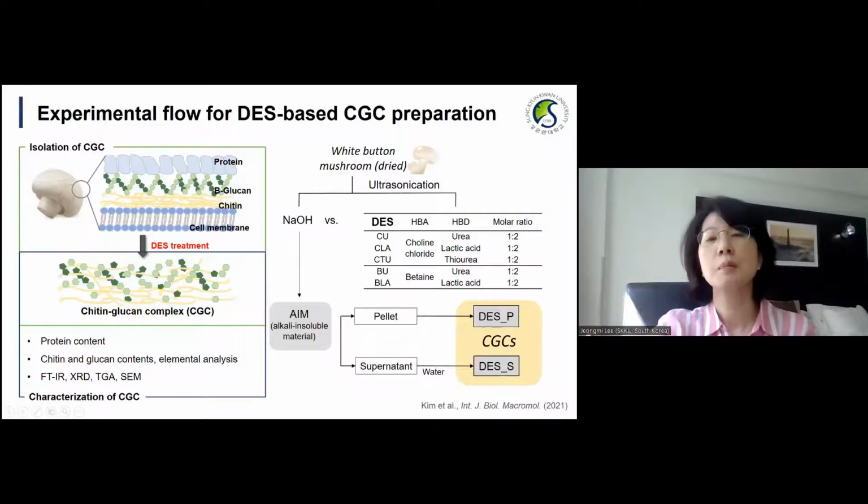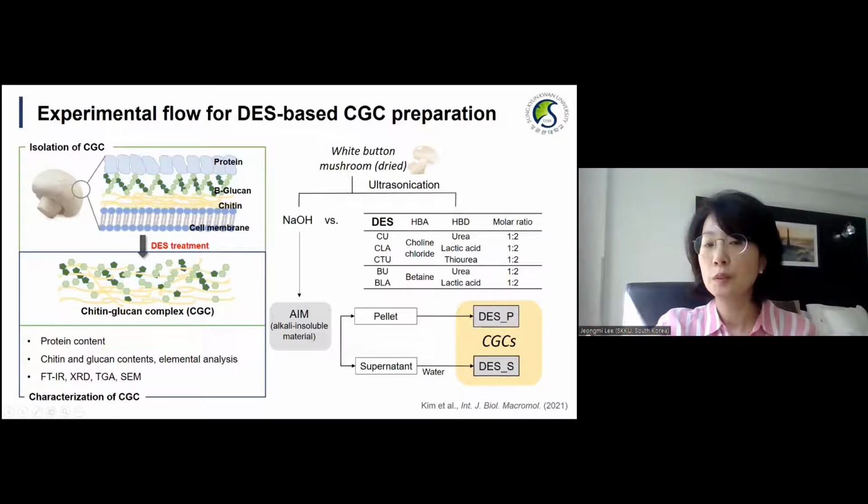And what was interesting about this DES treatment for CGC preparation was that we could produce two different types of CGCs, different from the conventional method. What I mean is that a pellet can be directly prepared as this AIM was produced. So after treatment of this mushroom with DES, we can get a pellet, which can be designated as DES_P.